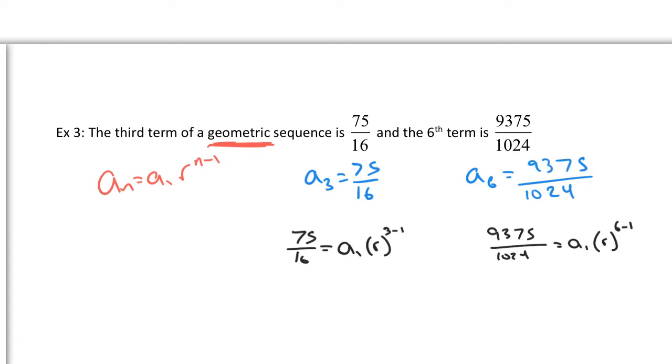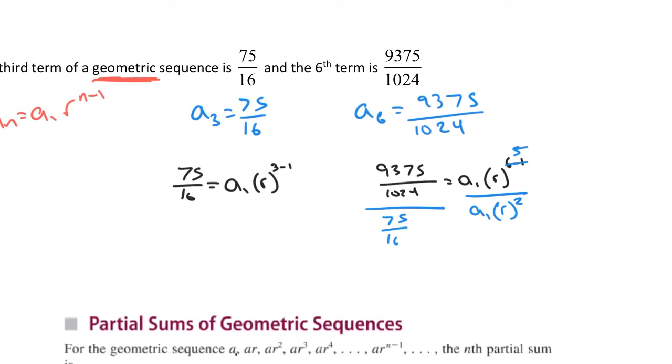In other words, I'm going to write the first equation, and I'm going to divide the second equation by the first equation. So I'm going to take that, and I'm going to write underneath it 75 over 16, and on the right side I'm going to divide by a1 times r to the 3 minus 1, which is 2, r squared, 6 minus 1 is 5, if we wanted to fix that there. And so on the left side, we get kind of a complex fraction, but on the right side, the a's cancel out.